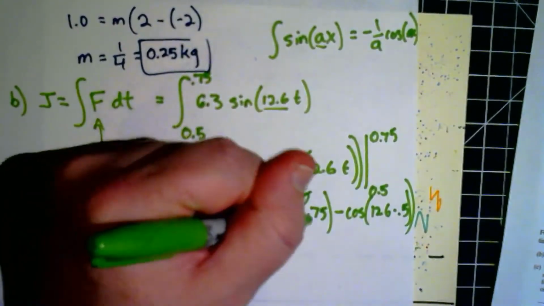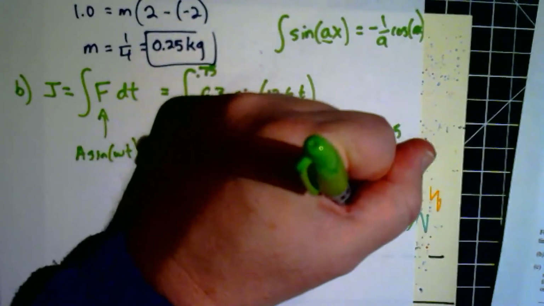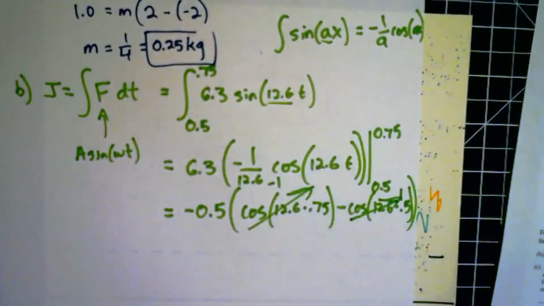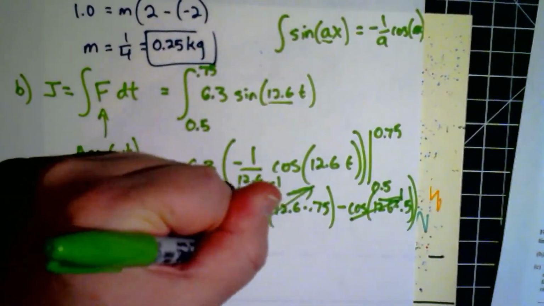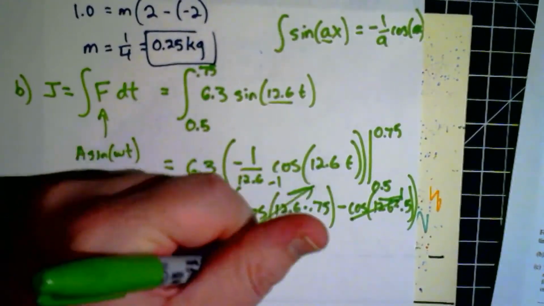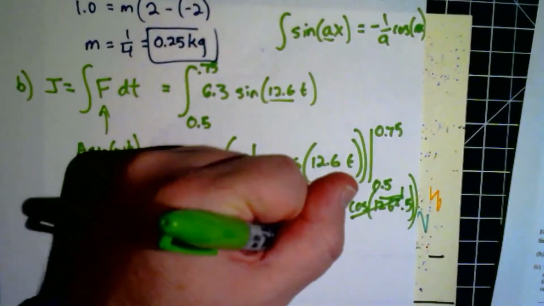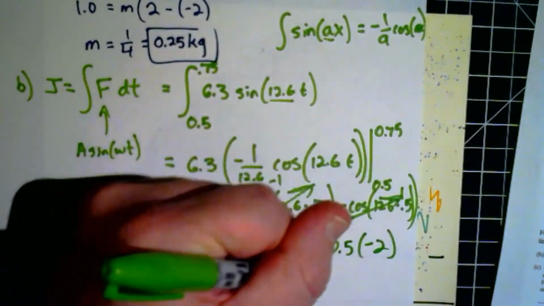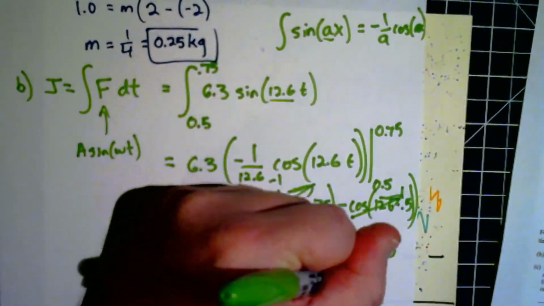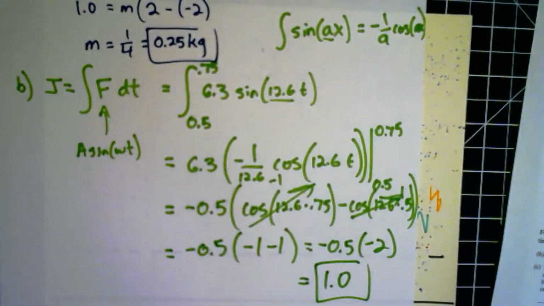Okay, yeah, so that'll be 180 degrees. And this term right here reduces to +1, so that's like at 0 degrees. And so you end up getting negative 0.5 times -1 minus 1, which is -2. So you got negative 0.5 times -2. And so sure enough, you get 1.0. And so that's verification that indeed our impulse is 1.0 Newton seconds.